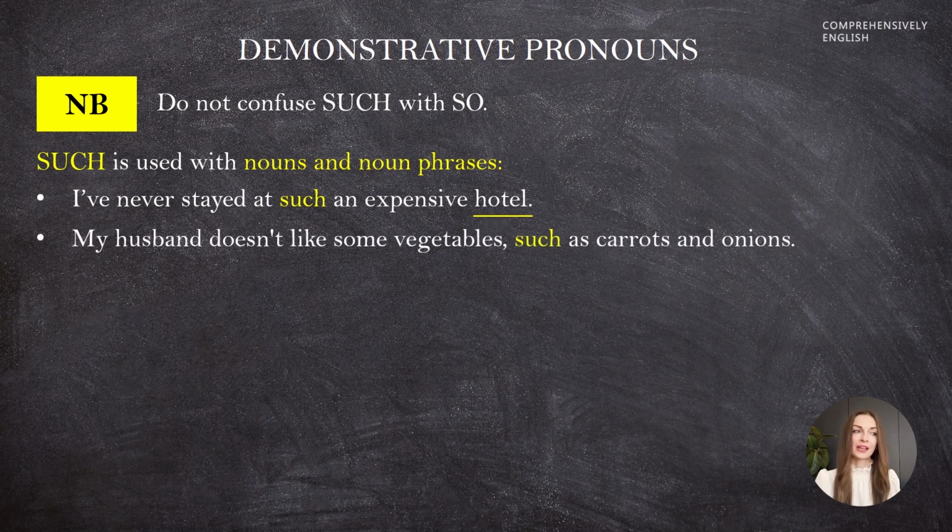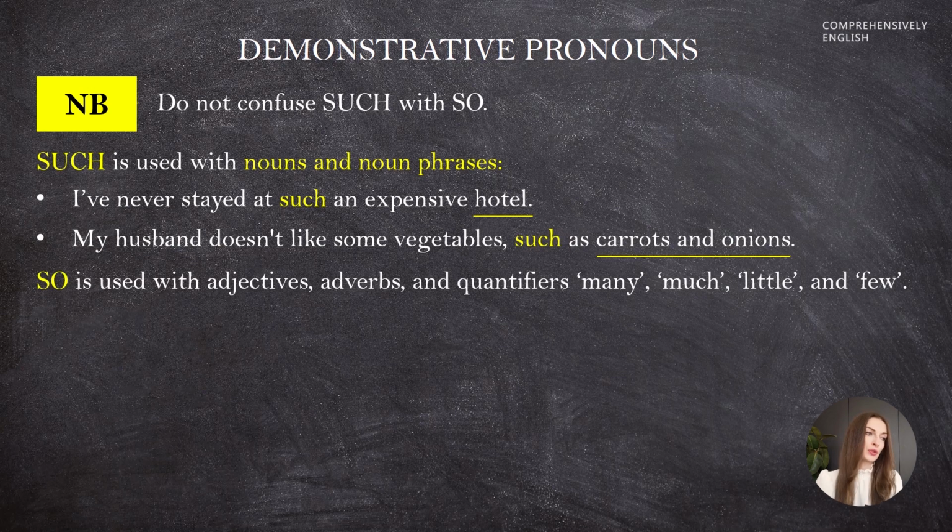My husband doesn't like some vegetables, such as carrots and onions. A noun phrase follows such, right? Such as carrots and onions. So is used with adjectives, adverbs, and quantifiers, such as many, much, little, few, etc.